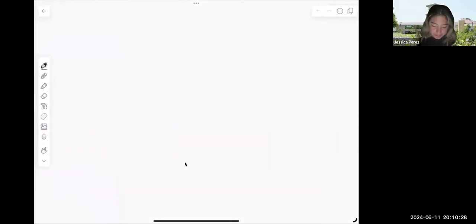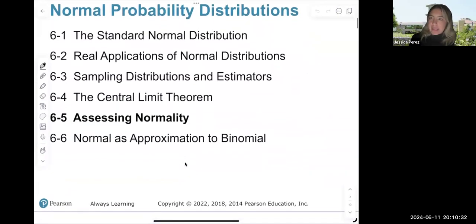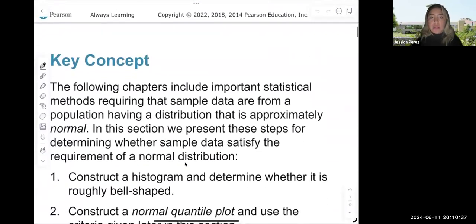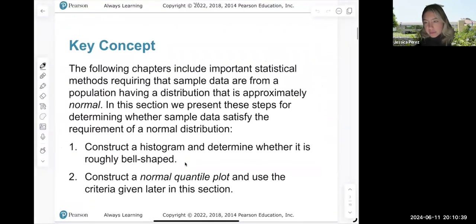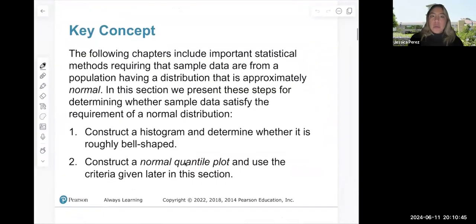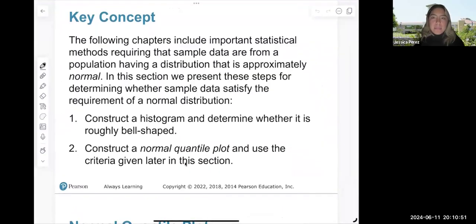For 6.5, we're going to be assessing normality. So we want to show whether something is normal or not normal. In this section it is important for us to look at what makes something normal. What are the conditions? How do we know a population has a distribution that is approximately normal?